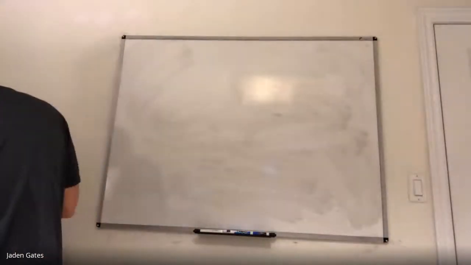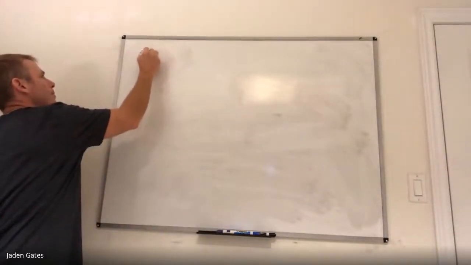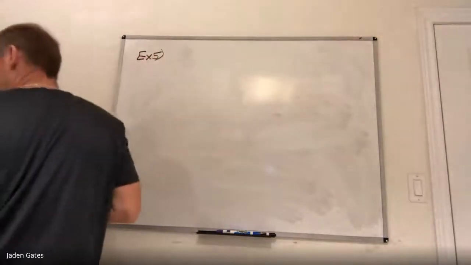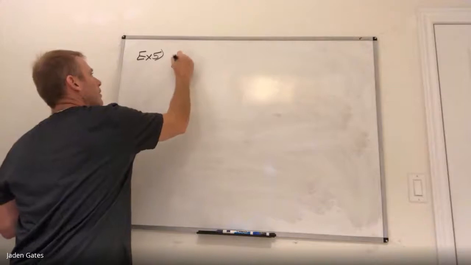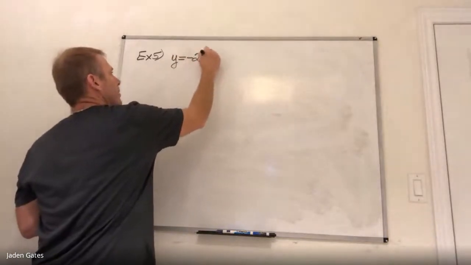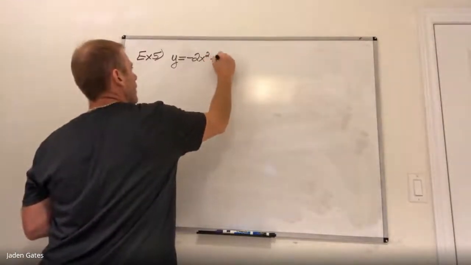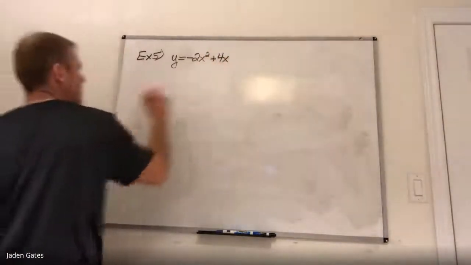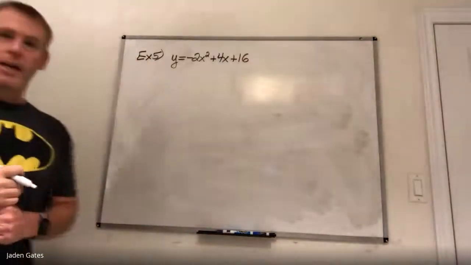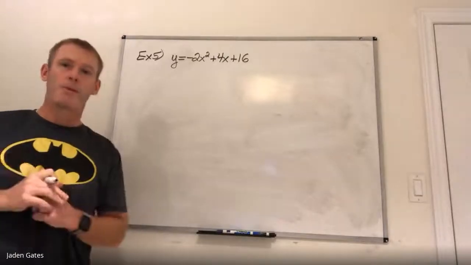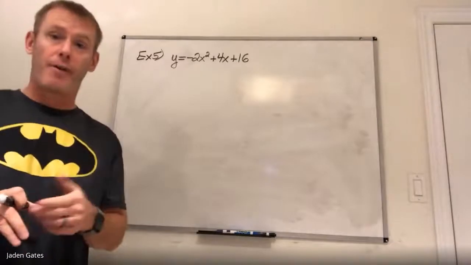All right, so I get to example 5. Again, if you're looking at my note, posted. We're looking at the equation y equals negative 2x squared plus 4x plus 16. All right, so again, it is in standard form. We're not going to complete the square this time. What I'm going to use is my x-intercepts to find the vertex.